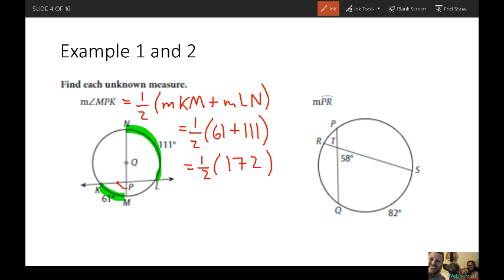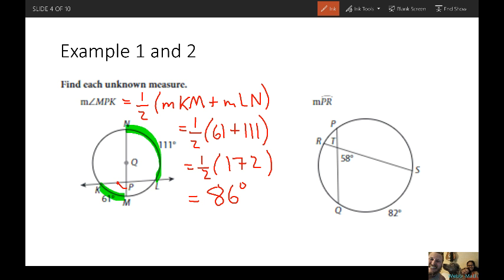So again, 61 plus 111 is 172. Half of that should be 86. 86 what? 86 degrees. Okay. So again, add up your two arcs and then divide by 2.